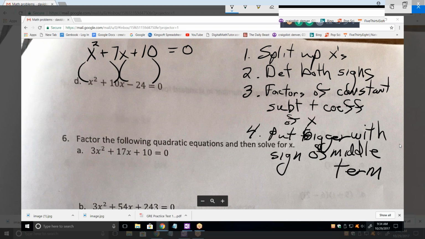First step. Well, it's going to be x plus 2 and then x plus 5. Believe it or not, I'd rather see you go through each of these steps, because I want to see you memorize these steps.